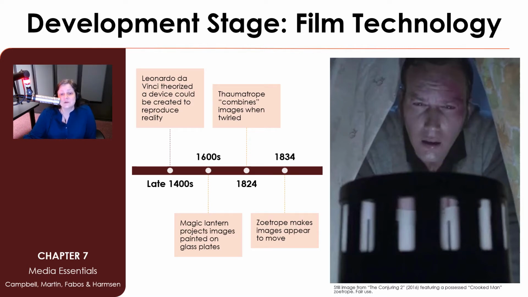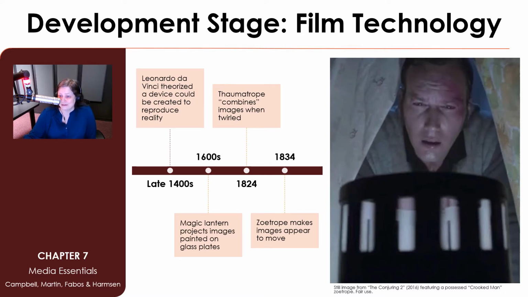In 1824, the thaumatrope consisted of a two-sided card whose different images appeared to combine when the card was twirled. And the zoetrope, created in 1834, was a cylindrical device with slits cut into it that rapidly spun images on the inside, making it appear to viewers as if the images were moving. If you're a horror movie fanatic like me, you might recognize the Crooked Man zoetrope, used in the 2016 film The Conjuring 2.